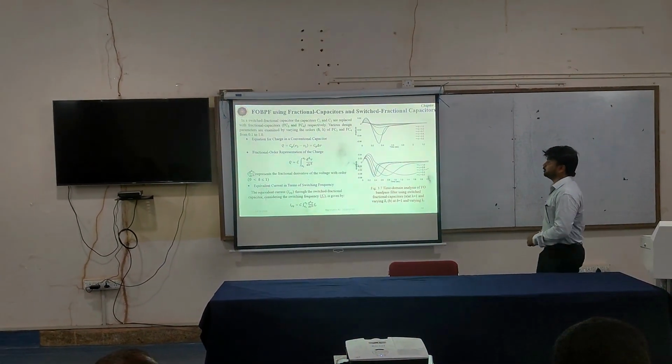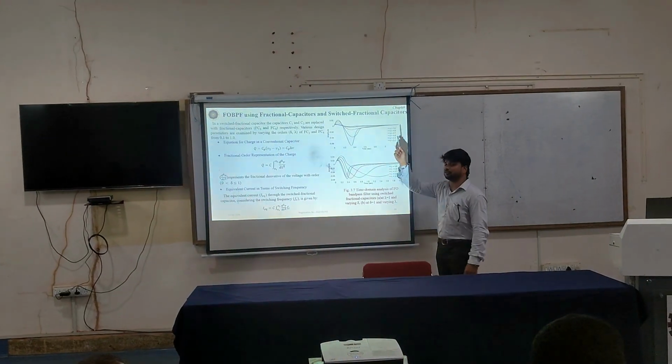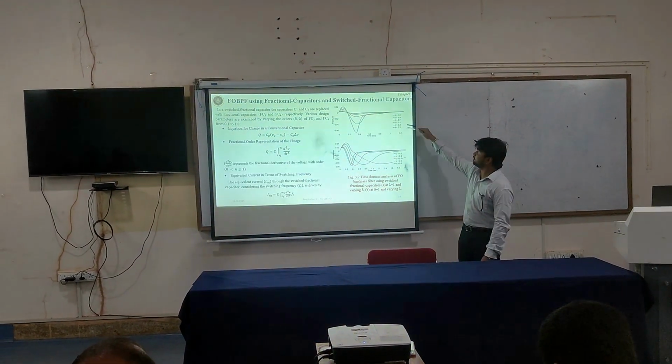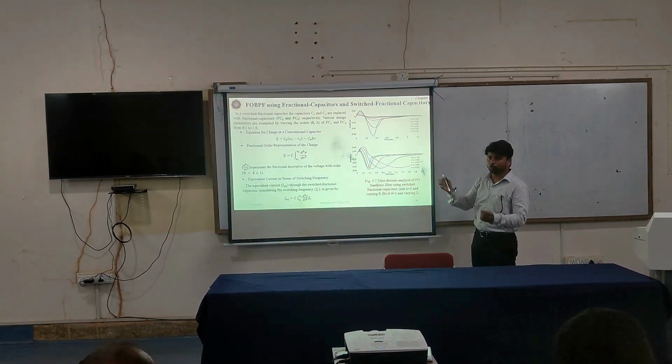Now, incorporating the switched fractional capacitor. Here, using the switched fractional capacitor, the orders of the capacitor in the switched capacitor used in the bandpass filter have been varied from 0.2 to 1.0, one at a time.